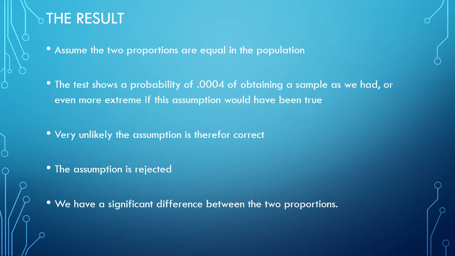If the p-value is 0.05 or higher, then we would simply say that we don't have enough evidence to reject it. We wouldn't say it's therefore true, we just say that there's not enough evidence to reject the hypothesis. This first one, to assume that the two proportions are equal, is the null hypothesis.